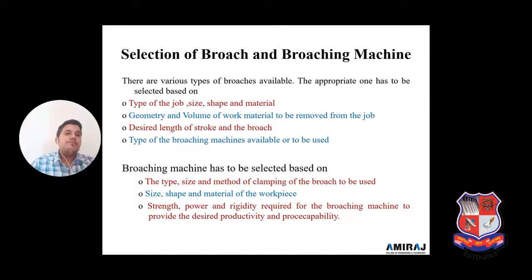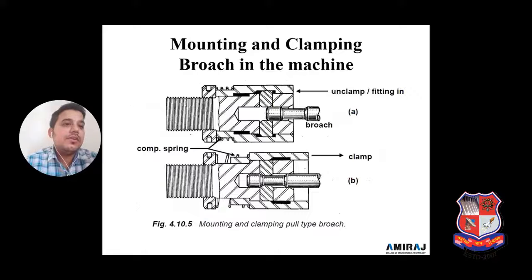Which kind of clamping is required for the broach is also important for the machine. Then the size, shape, and material of the workpiece, and the strength, power, and rigidity required of the broaching machine to provide the desired productivity and processability. This productivity and processability is an important term for production purposes. So we have to consider these characteristics when selecting the broaching machine.